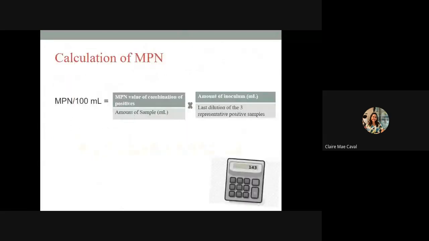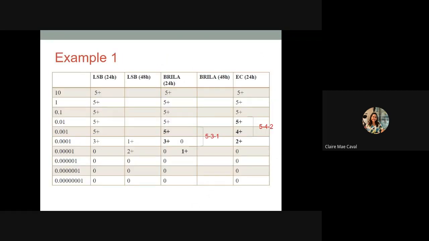This is the formula. For the MPN value, we compute individually: we compute for Brilla, and we compute for EC. No need to compute for LSB. This is just the presumptive. We compute for the Brilla and EC broth.